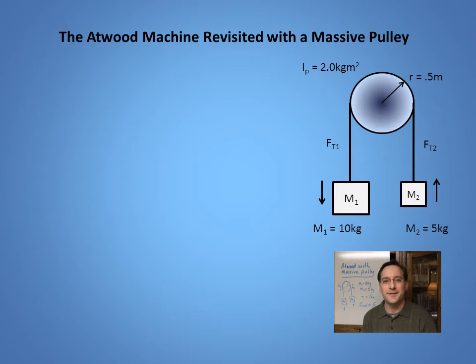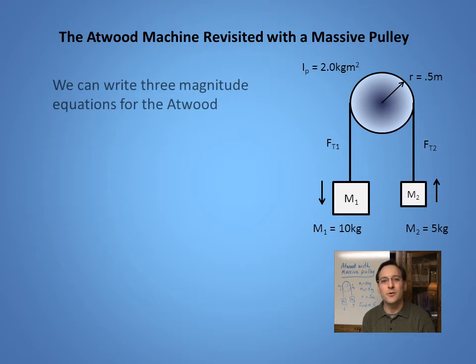Let's take another look at the full Atwood machine, this time with a massive pulley. So the pulley has some inertia. We've got mass 1 hanging on the left, mass 2 on the right. Mass 1 is 10 kilograms, mass 2 is 5 kilograms. The moment of inertia of the pulley is 2 kilogram meters squared, and the radius of the pulley is 0.5 meters. There are three equations that we can set up with this problem.